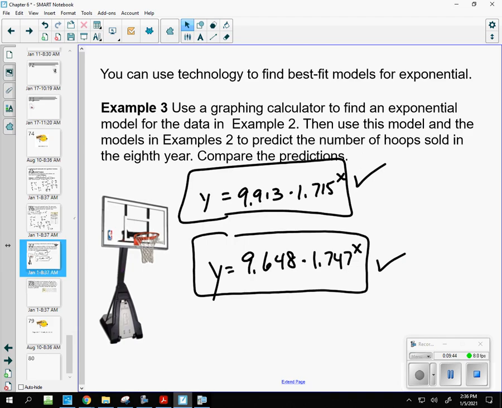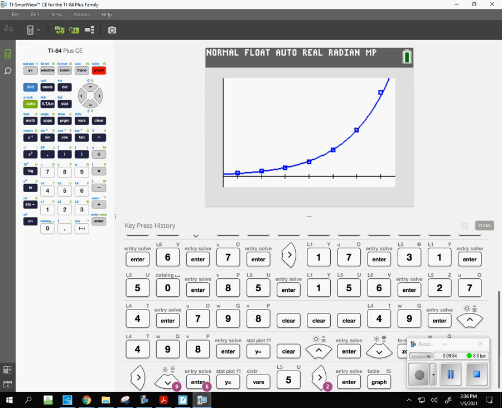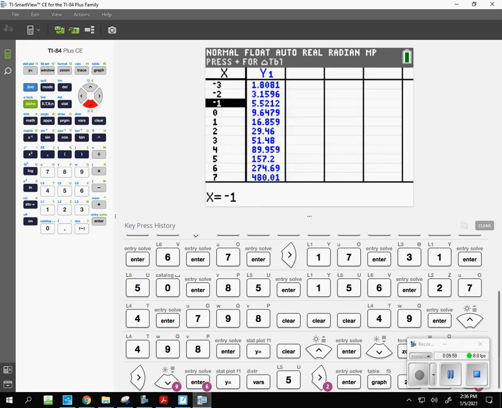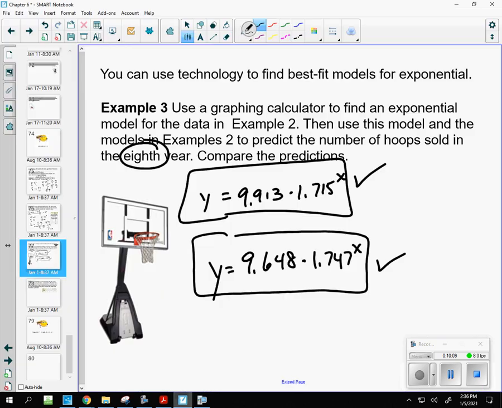Now, it wanted me to make a prediction. They want to make a prediction in the 8th year. So they want me to put 8 in for x. Well, the calculator will help me with the regression equation. So I hit second, table. I'm just looking for 8, which happens to be right off my screen just a little bit. So 8 is 838.79.